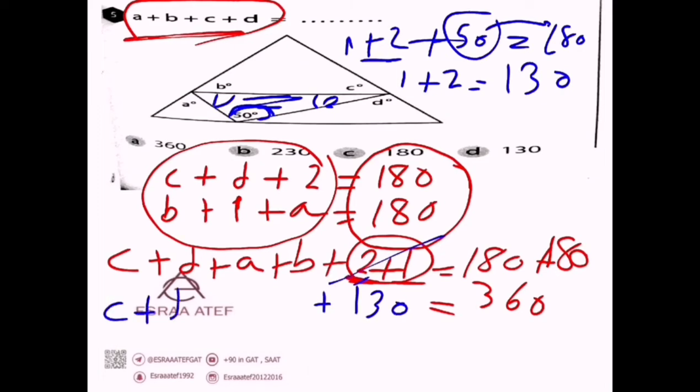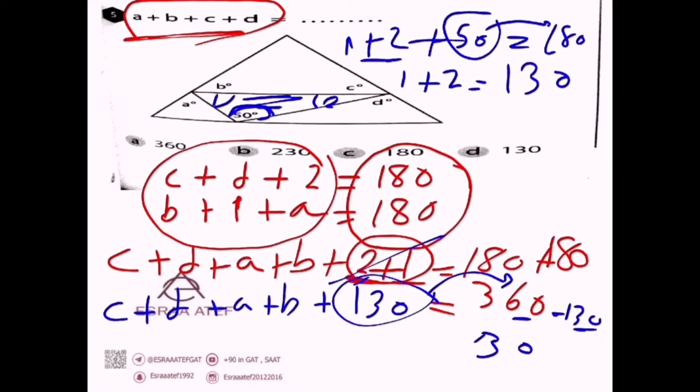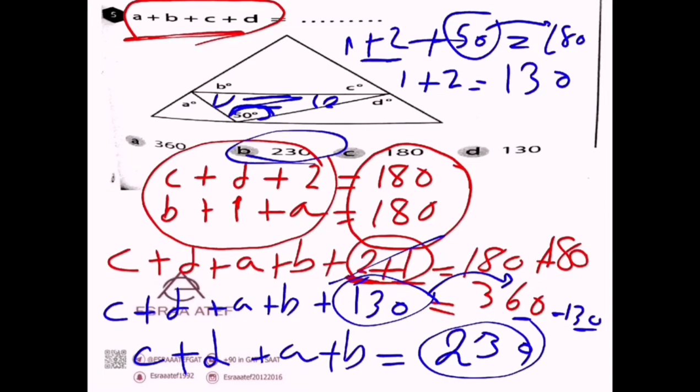C plus D plus A plus B. Yes, then solve it to the other side with 360, which means 360 minus 130. It will be 30 from 60, it will be 30, and 1 from 3, it will be 2. So the answer of C plus D plus A plus B equals 230.